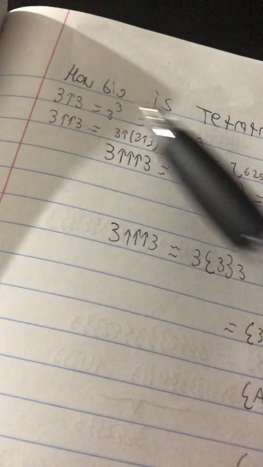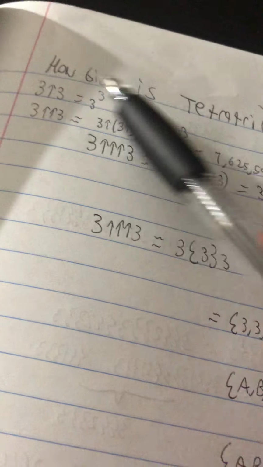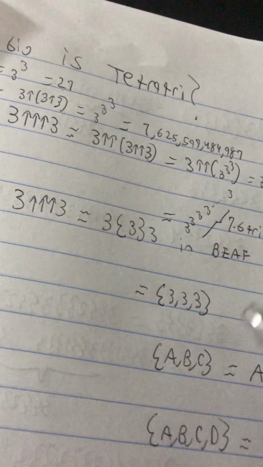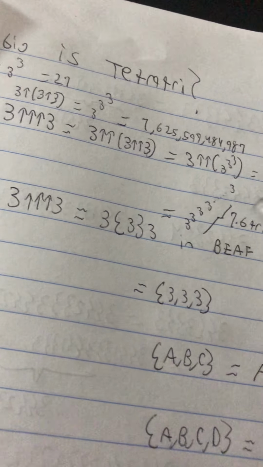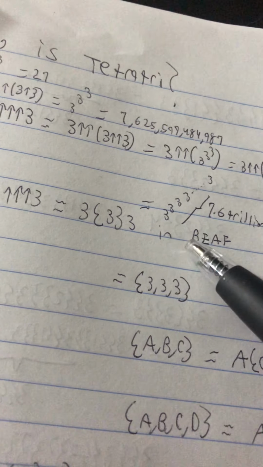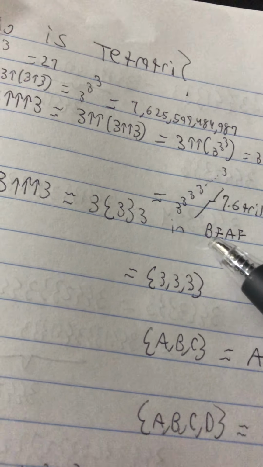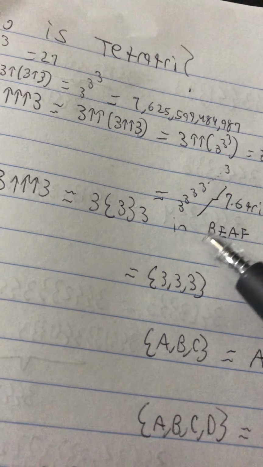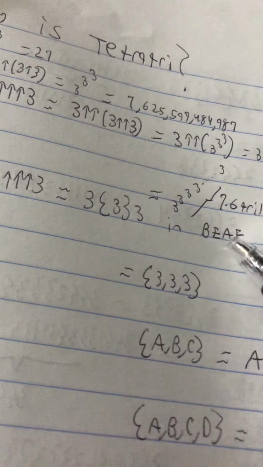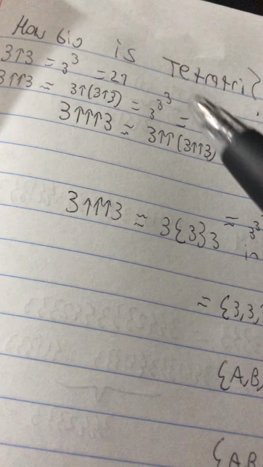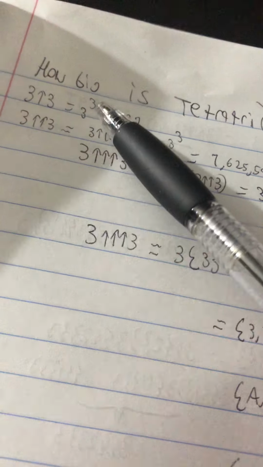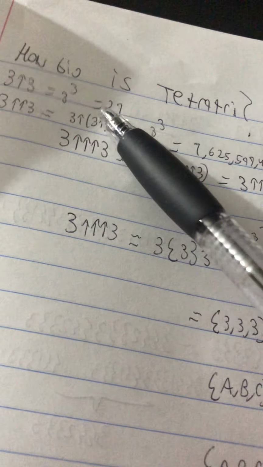So here we start from the beginning. I'm going to show the arrow notation first, and then I'm going to show you this notation of this exploding array function, called BEF. This is called Bower's exploding array function. So let's get started. 3 arrow 3 is 3 to the 3 to the 3, and that's 27.